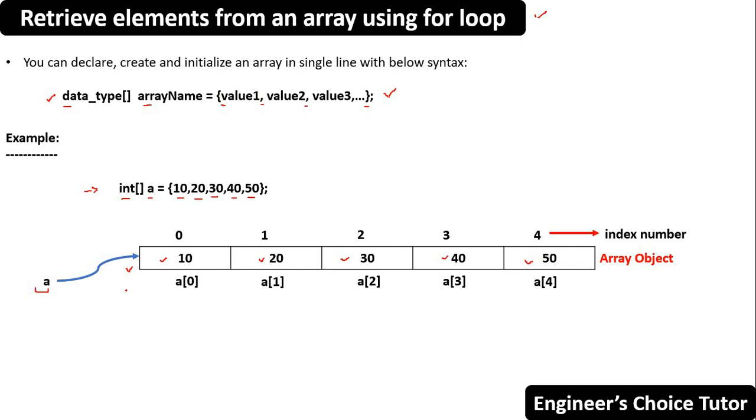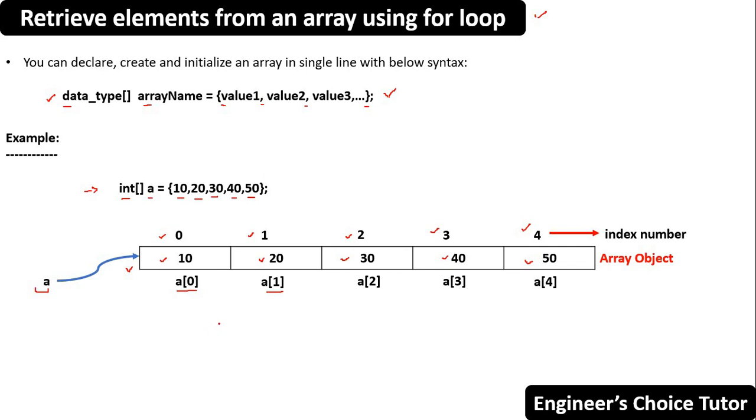Clear up to this? As we know that arrays are index based, so we can access the elements by using the index number. These are the indexes 0, 1, 2, 3, 4, the index numbers for the respective elements of an array. Suppose you want to access the first element of an array, you write a of 0. For the second element, a of 1, and so on. This we have already discussed. I'm just giving you an overview.